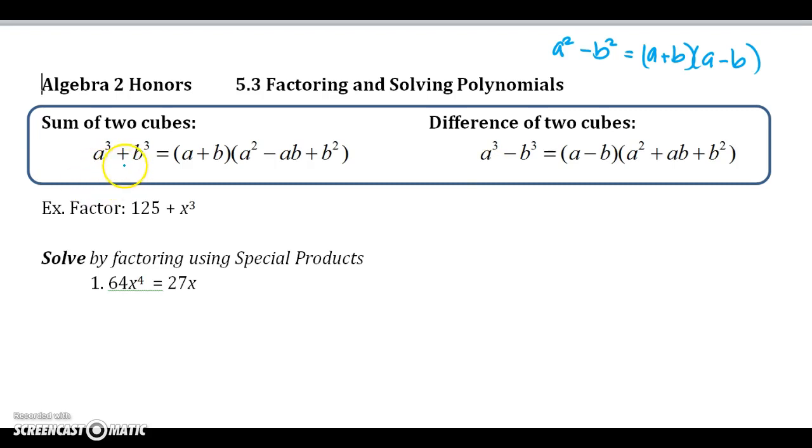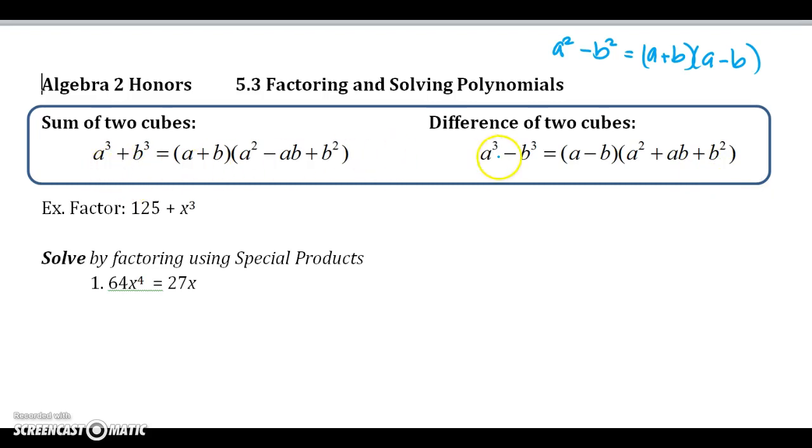So a cubed plus b cubed is equal to a plus b, so this part stays the same except you don't have the cubes, times a squared minus ab plus b squared. Difference of two cubes is a cubed minus b cubed, so you have a minus b, and then times a squared plus ab plus b squared.